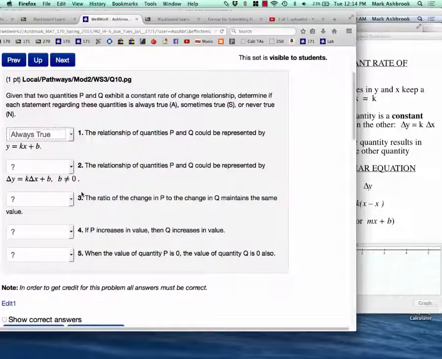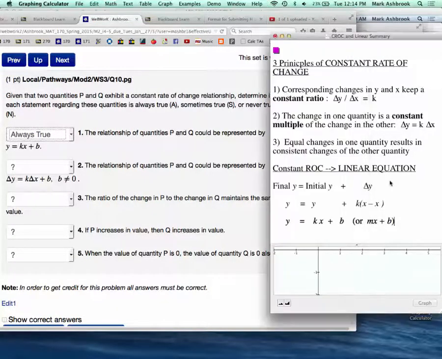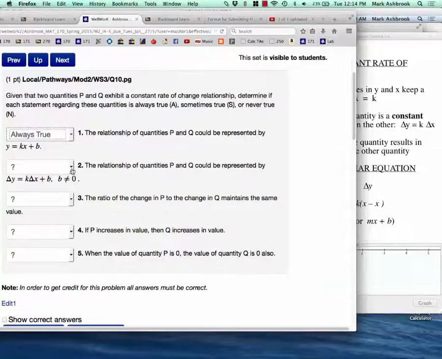Okay? What about this? Delta y equals k delta x plus b, if b is not 0. If b is not 0, then delta y equals k delta x plus a non-zero constant. Never true, because it would have to be 0 because of this, right? It's never true.